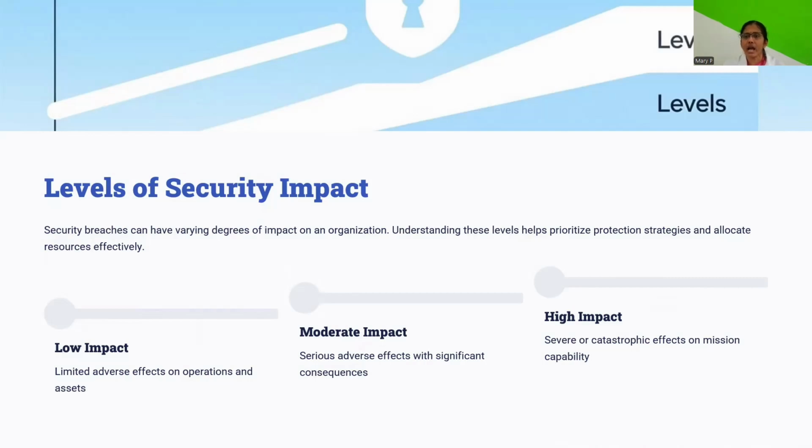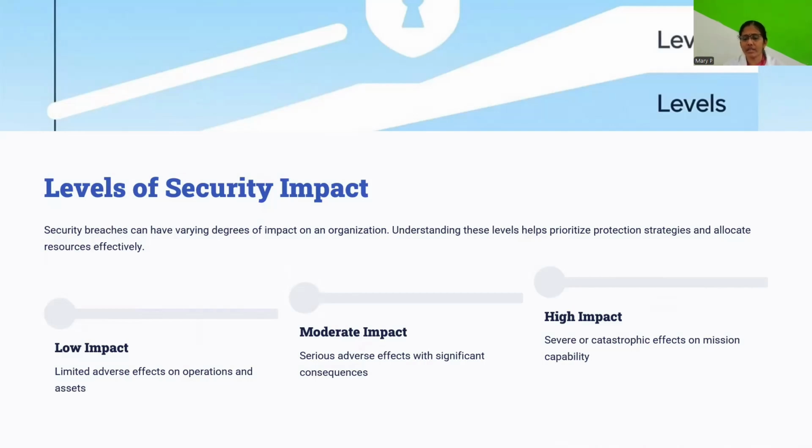In this, the loss would be expected to have a severe adverse effect on organizational operations, organizational assets, or individuals. In this case, it might produce severe degradation. That means it's not able to perform the functions. So in the low impact, just the effectiveness is reduced. Then in moderate, it's significantly reduced. But in high, it is not possible to do the operations or functions.